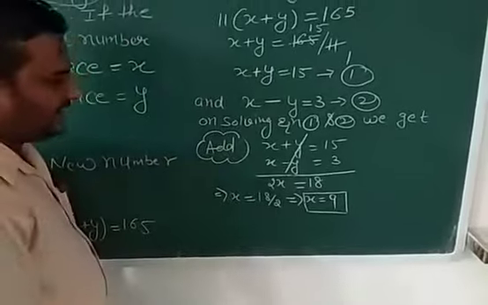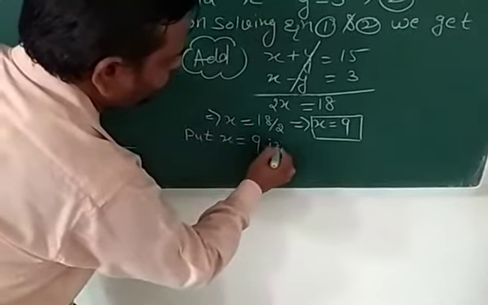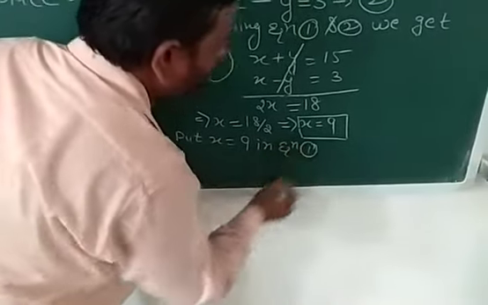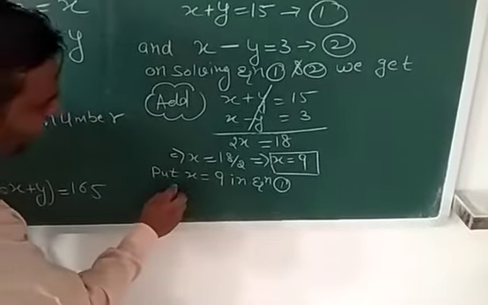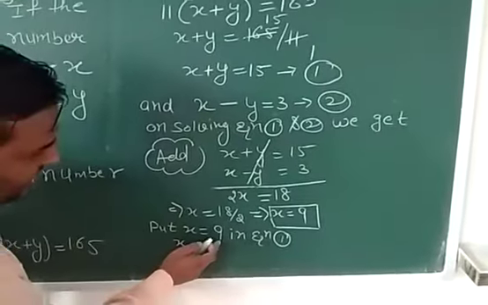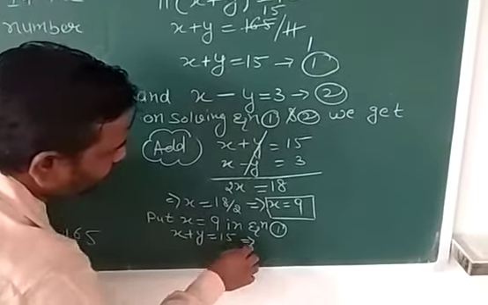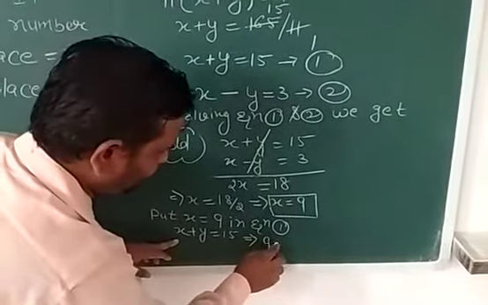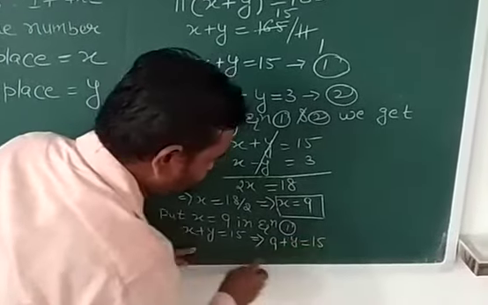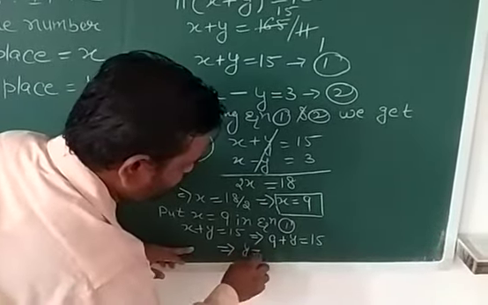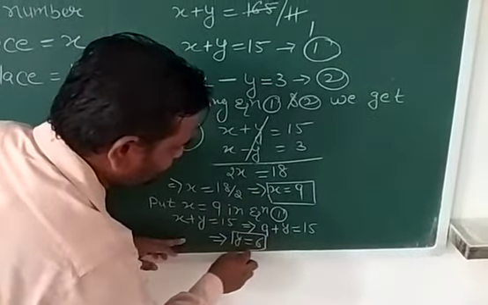Now we have one value, students. For the second, put x equal to 9 in either equation 1 or 2, that is your choice, but I am substituting in equation number 1. First I write the equation x plus y is equal to 15. Now substituting x as 9, 9 plus y is equal to 15. So y is equal to 15 minus 9, which is 6. We are left with 6, and keep this also in the box.